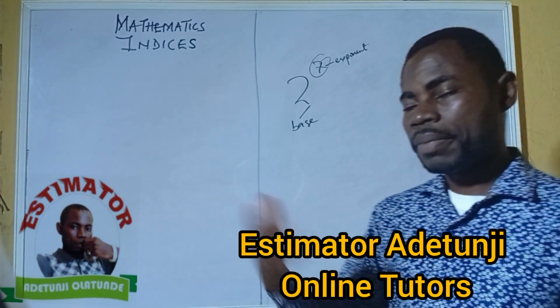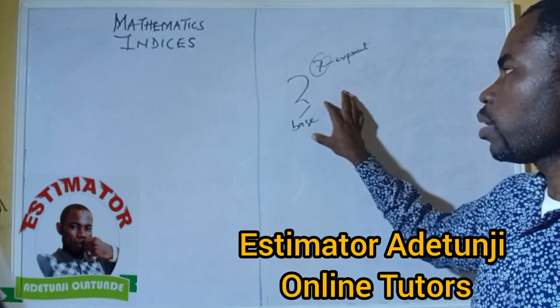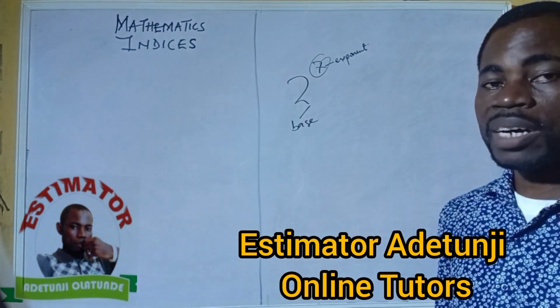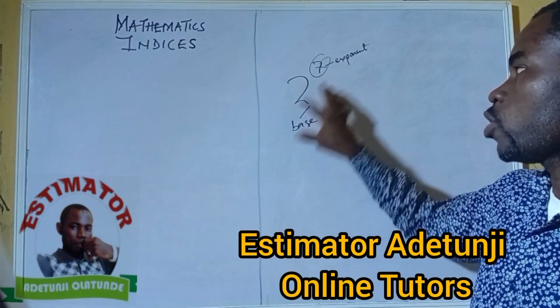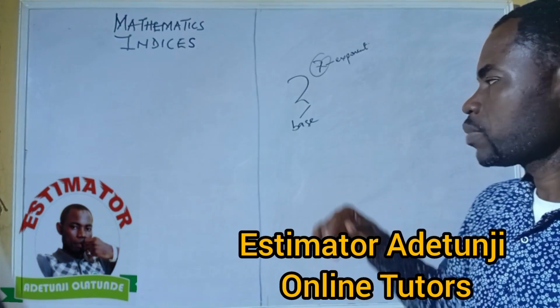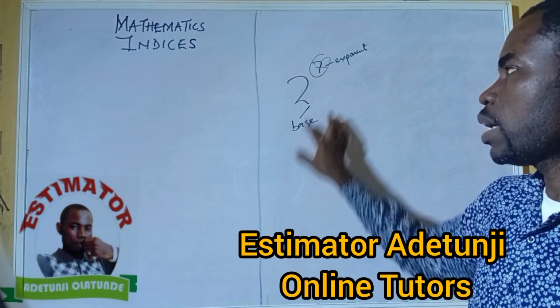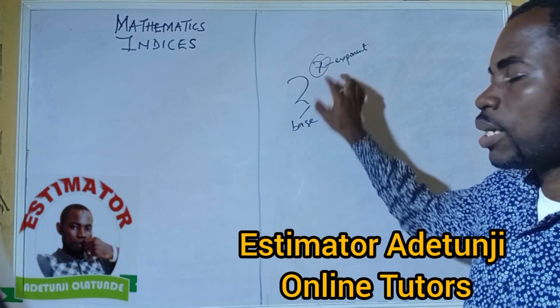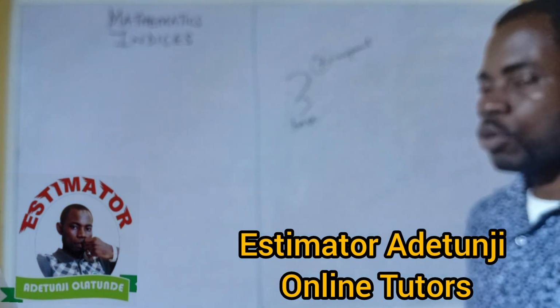Some people also call it power, in common English. So that is what we talk about. When we talk about indices, we are talking about a situation whereby there will be a number called the base and a number called the exponent, with one number carrying the other. I repeat: in indices there is a number called the base and a number called the exponent, and one number is carrying the other.